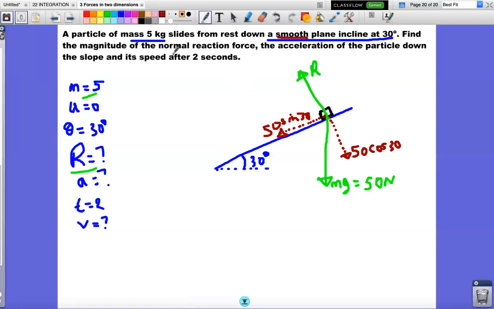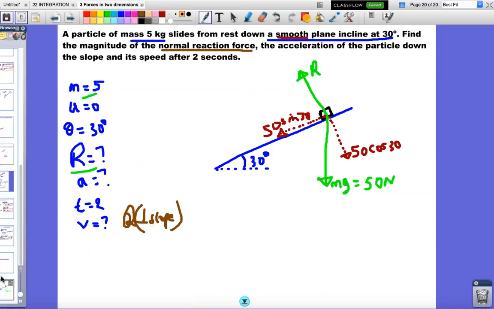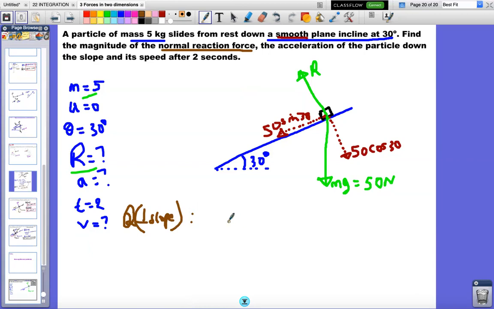And we are asked to look for R, the normal reaction force. So if we resolve perpendicular to the slope, we get R is equal to 50 cos 30, right?